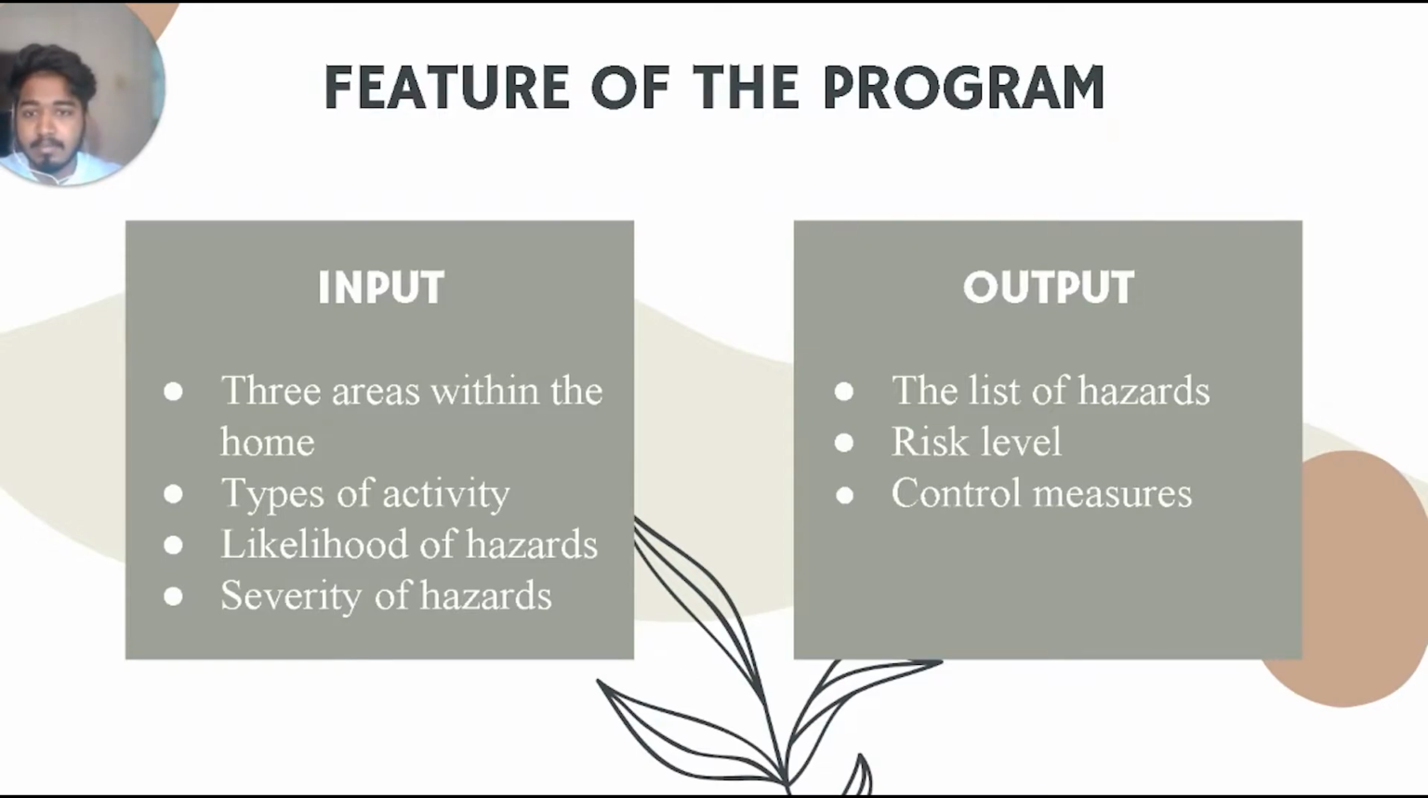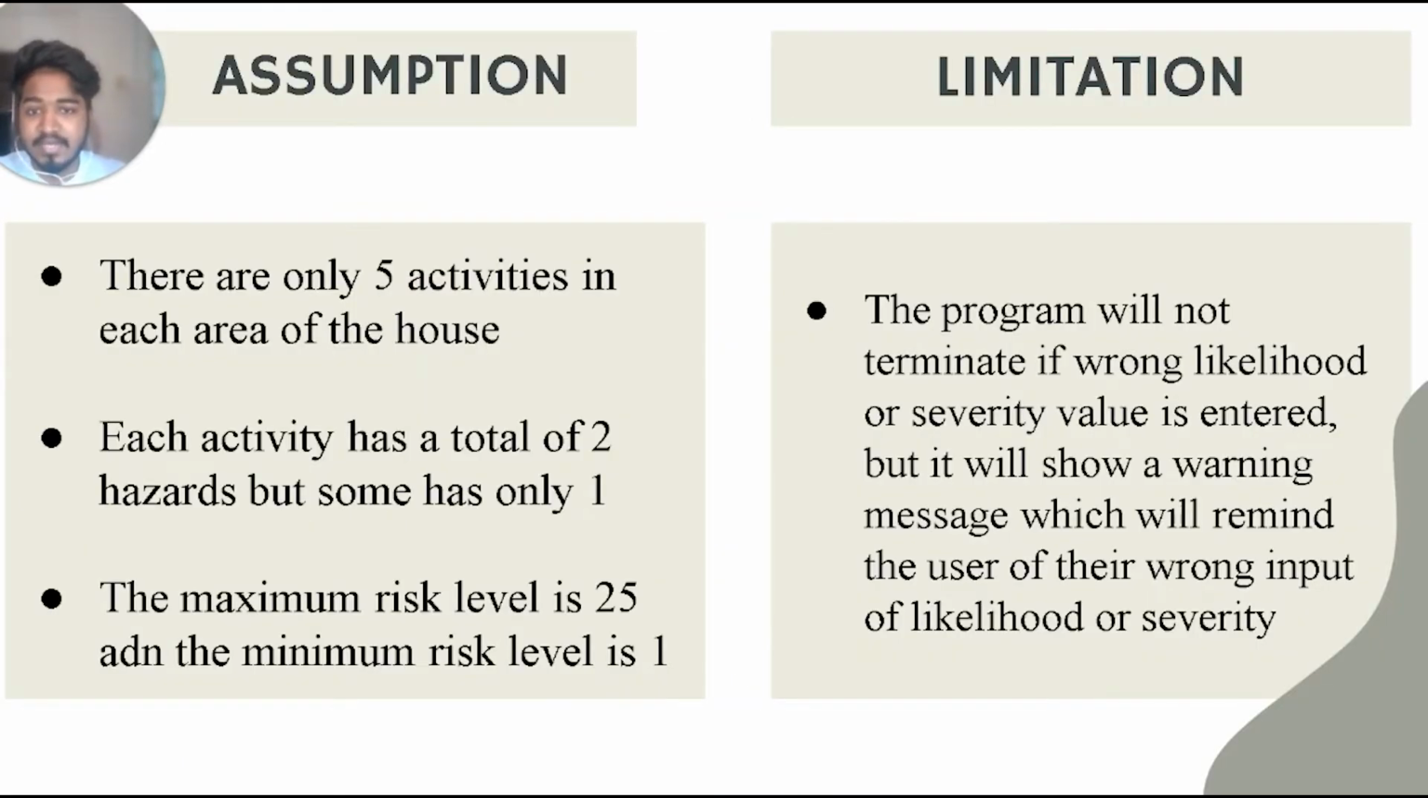So first of all, we'll talk about the input. The first input will be the area, and the second will be the activity, and the third and fourth inputs are closely related to the hazard, which is the likelihood and also the severity. For the output, we have three different outputs. The first one is the list of hazards, the second one is the risk level, and the third one is control measures. So let's move on to the assumptions and also the limitations of the program.